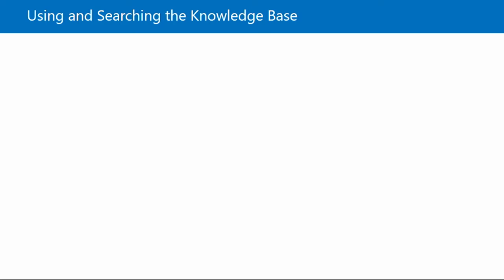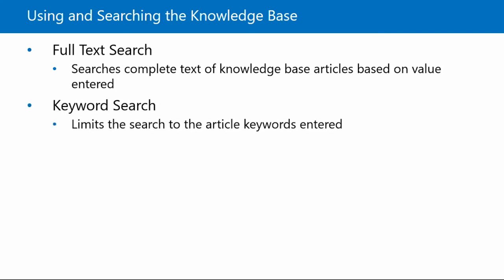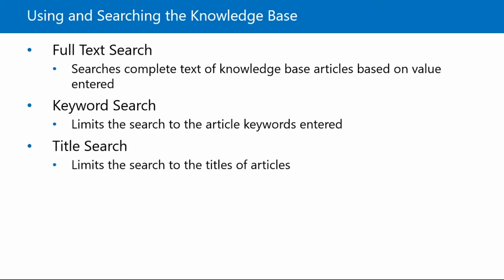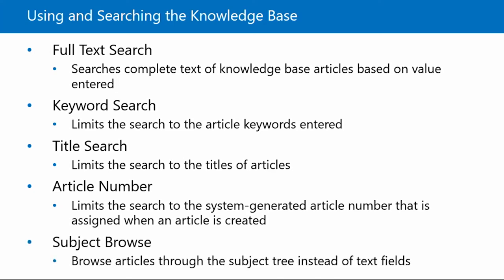You can also search for a knowledge base article through all of the following methods: full text search, which searches the complete text of knowledge base articles based on the value entered. Then there's keyword search, which limits the search to the article keywords entered. Title search limits the search to only the titles of the articles. Article number limits the search to the system-generated article number that's assigned when an article is created. And lastly, subject browse allows you to browse articles through the subject tree instead of text fields.